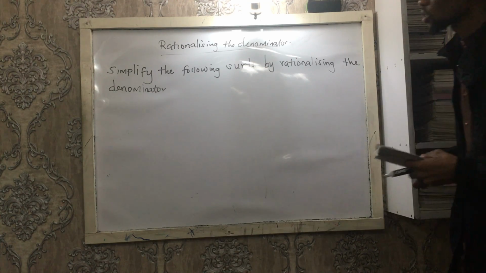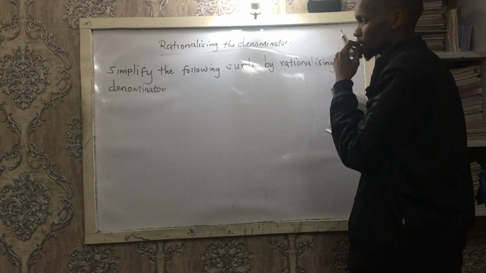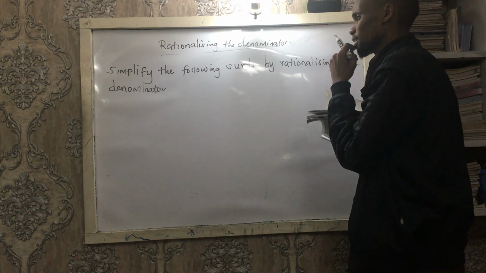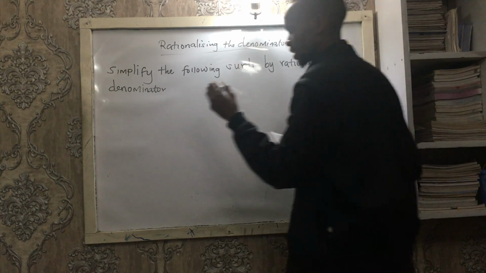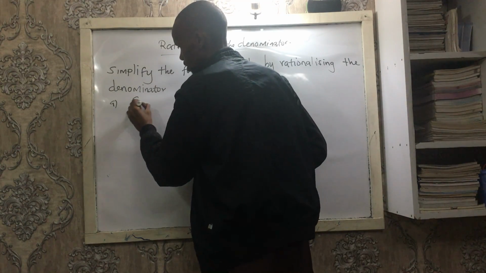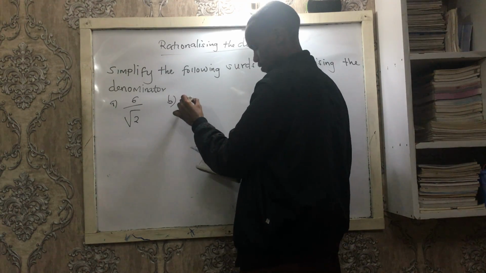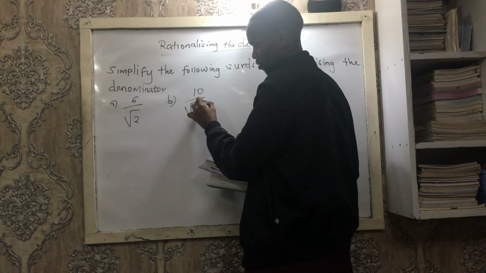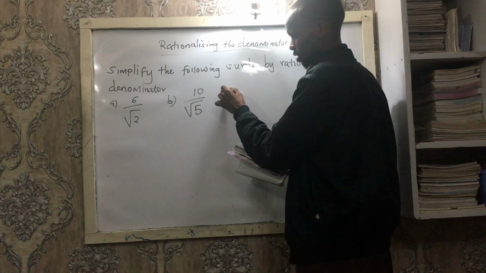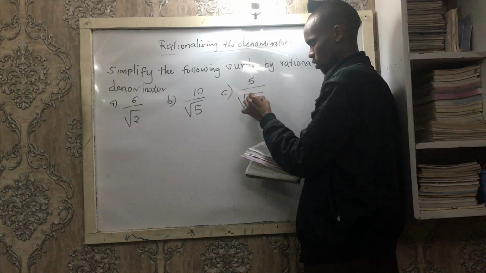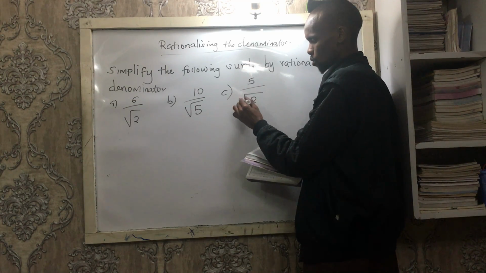Okay, so let's look at how we simplify by rationalizing the denominator. Simplify the surds by rationalizing the denominator. We have been given here: a is 6 over the root of 2, b is 10 over the root of 5, and c is 5 over the root of 2.